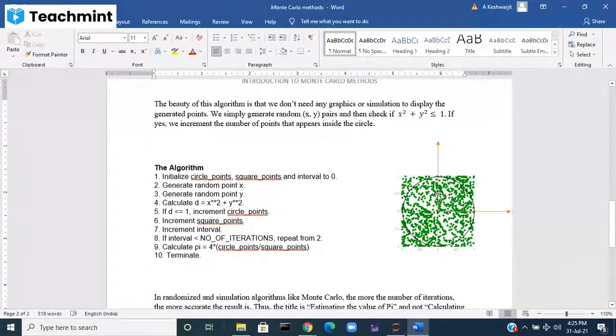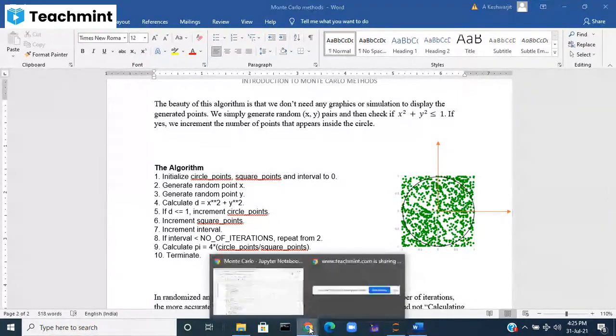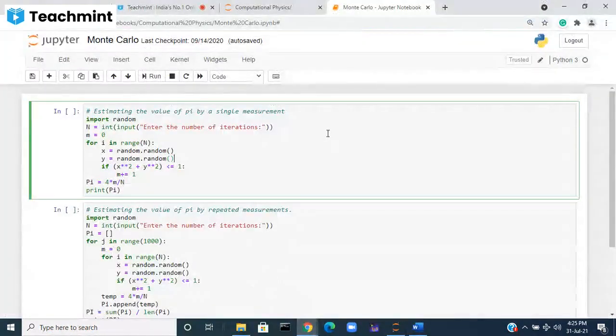Then we also count the number of points that lie inside this smaller square, and then we take the ratio of these two. The ratio of these two should give us pi by 4. There we go. Okay, let us come back to our Python program.